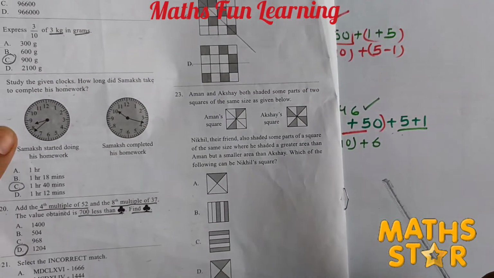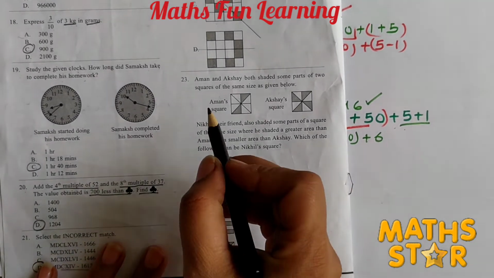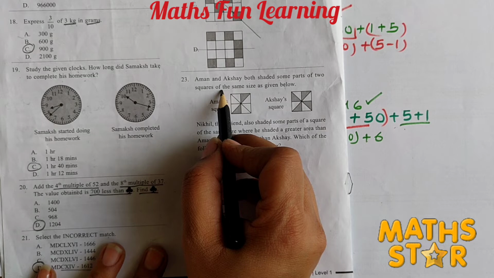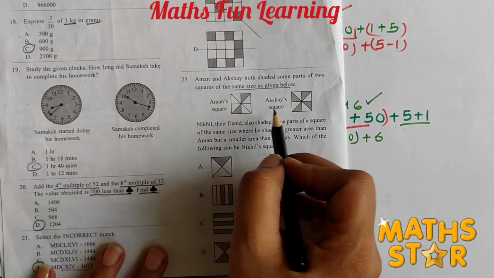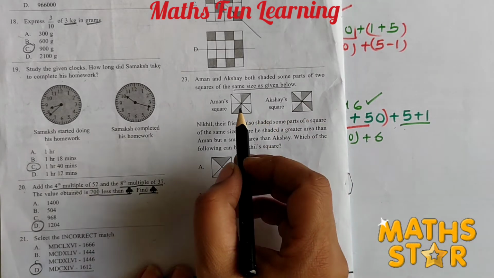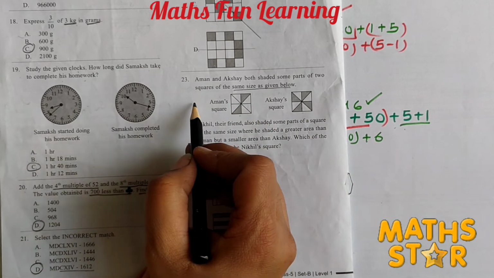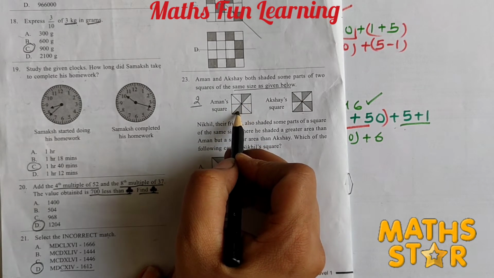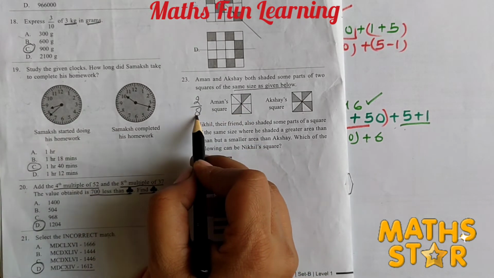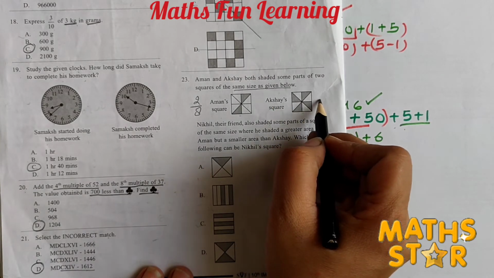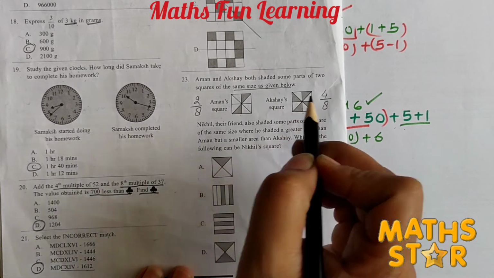Question number 23. Aman and Akshay both shaded some parts of two squares of the same size as given below. Here you can see the fraction of the shaded part. It's 2 out of 1, 2, 3, 4, 5, 6, 7, 8. This is the fraction of Aman's square. Akshay's also has 4 by 8.